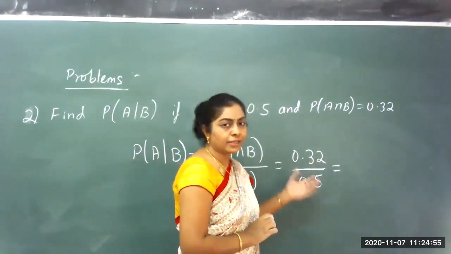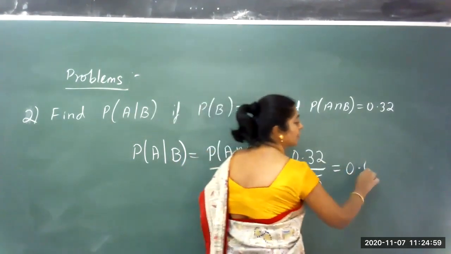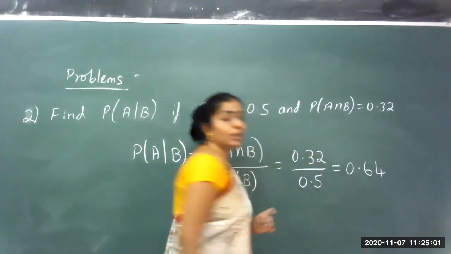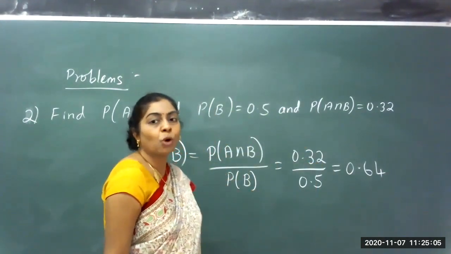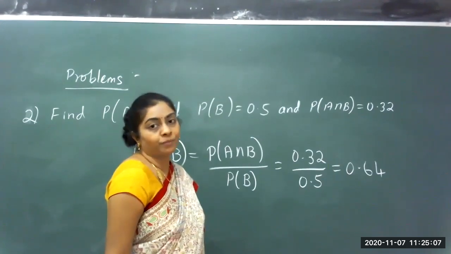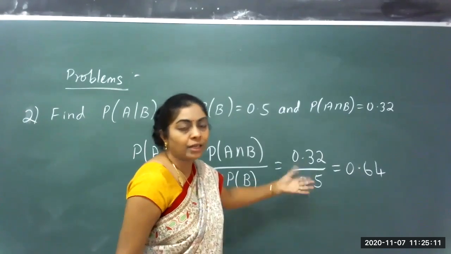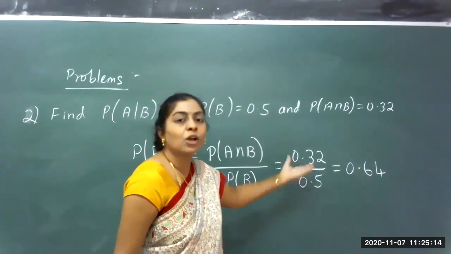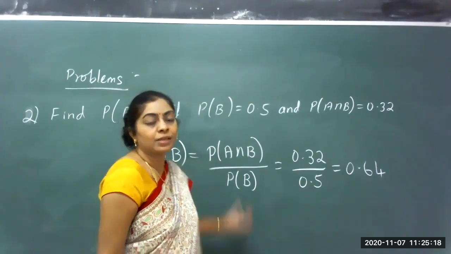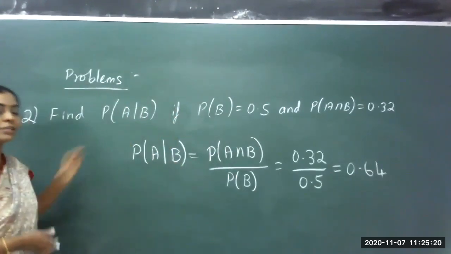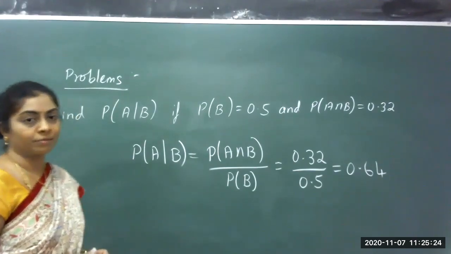Now, I can divide this using the decimal places. 5 6s are 30, 4 again 20, 5 4s are 20. So I rearrange it as 0.64. So 0.32 divided by 0.5. Rearrange by taking out the decimal place or divide directly, and you get back 0.64. That is the value you get for this conditional probability of A when event B has occurred.